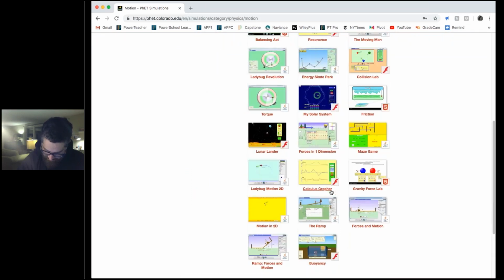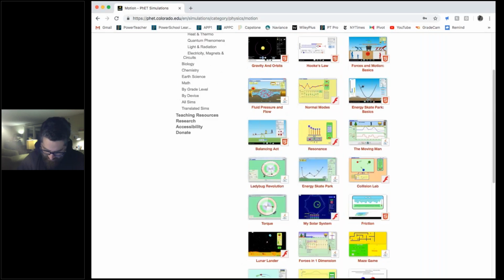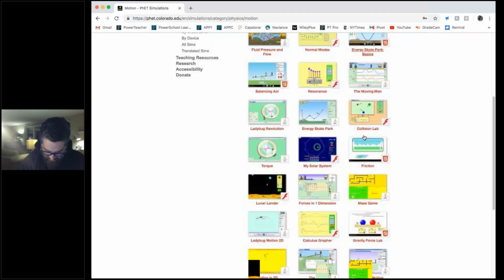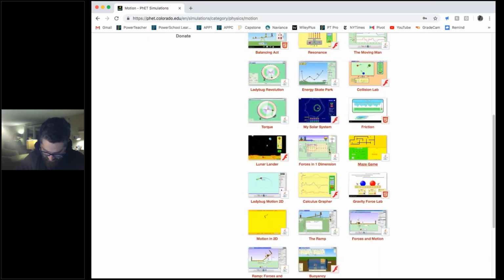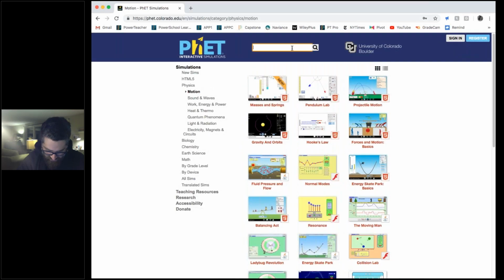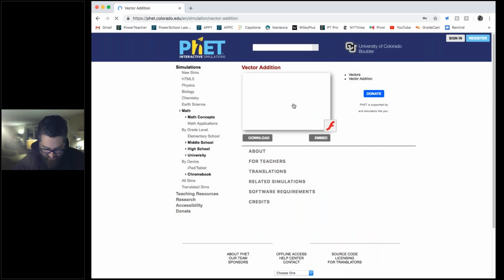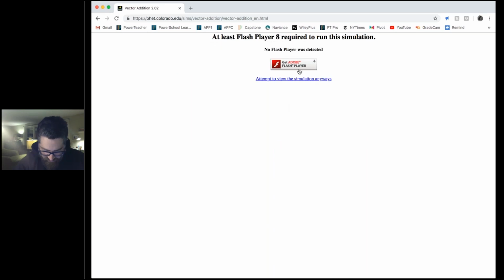I'd recommend the one on projectile motion. This might be under math, but they have some really interesting vector simulations. I think I can search up here in this window. For those of you who aren't interested in this, bear with me, I'll be done soon. So this is a vector addition simulation.